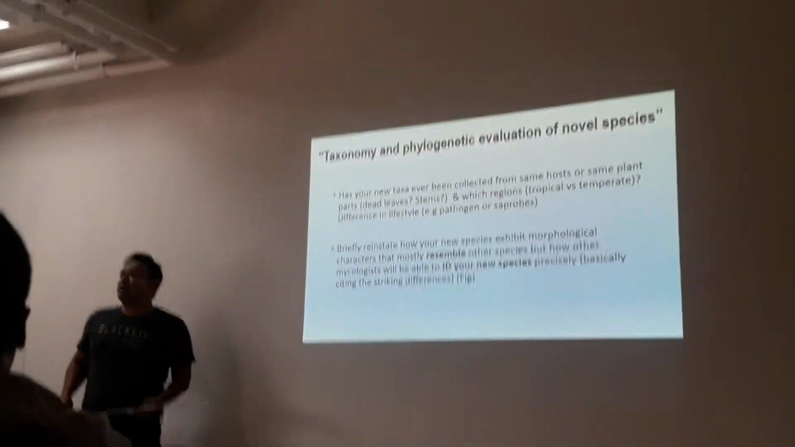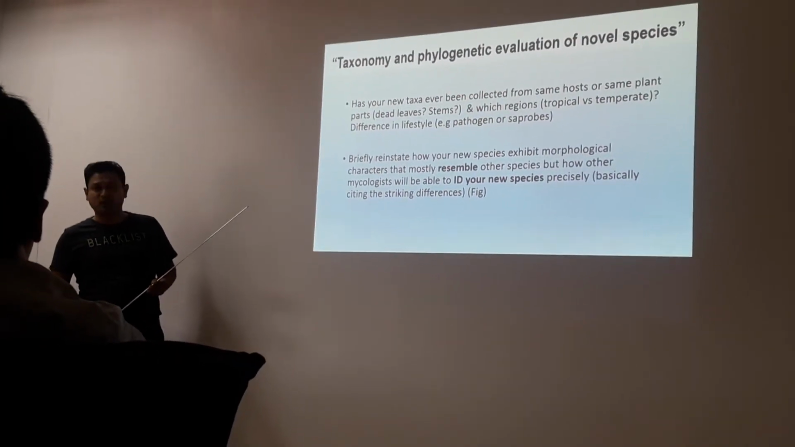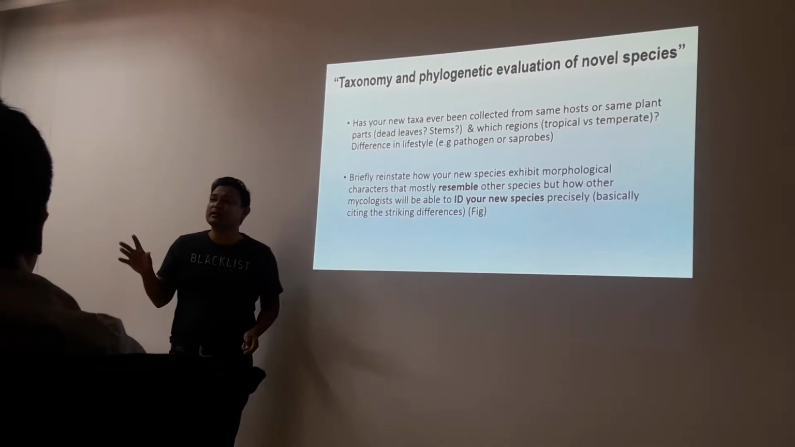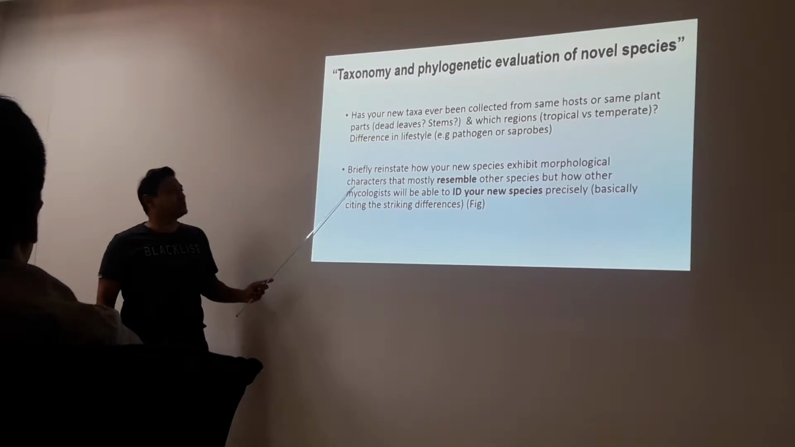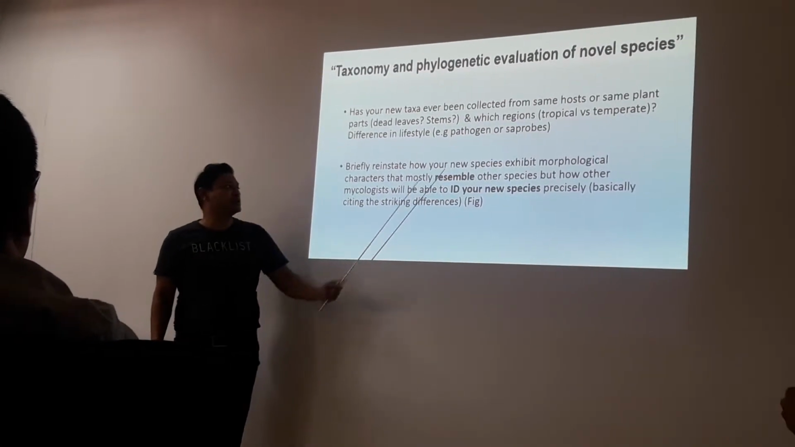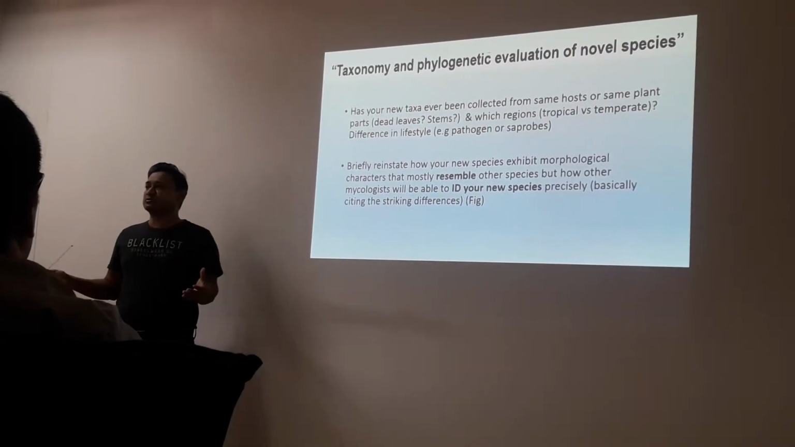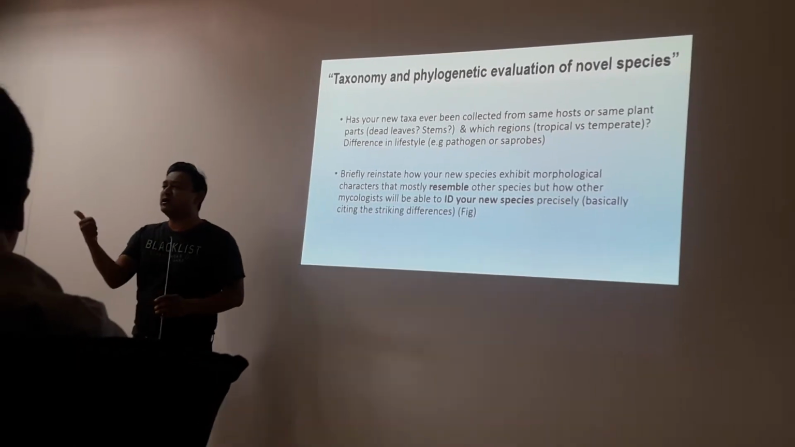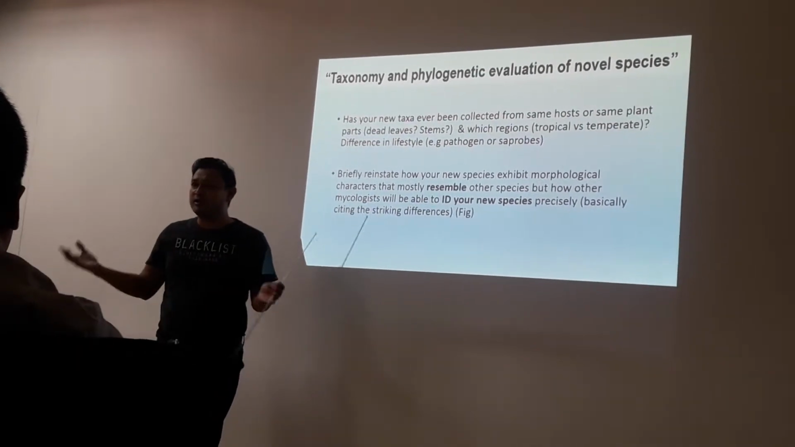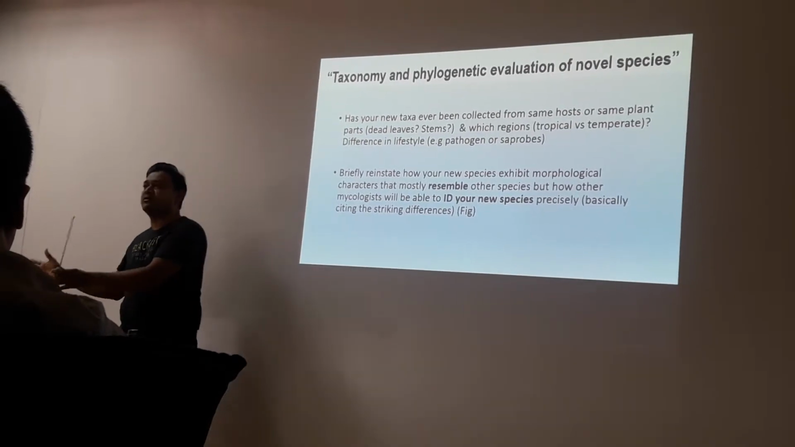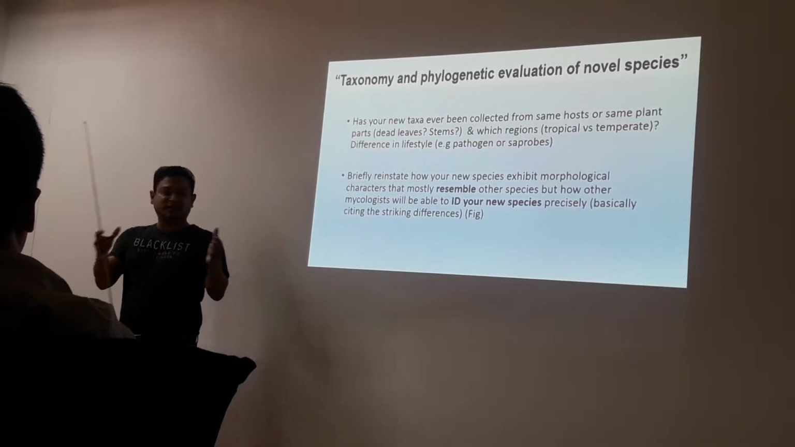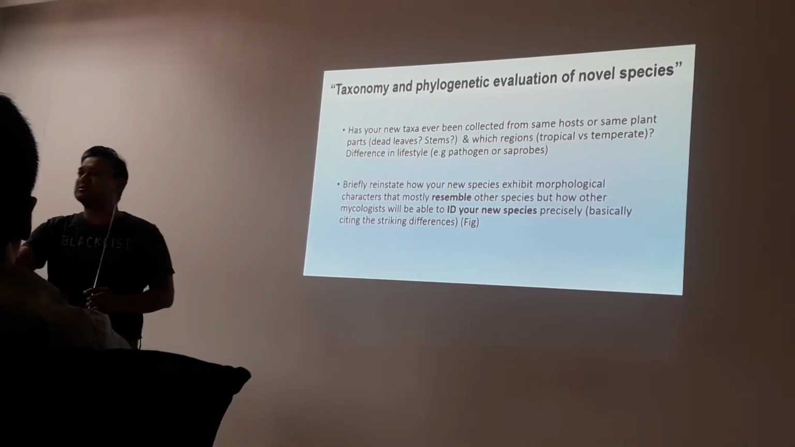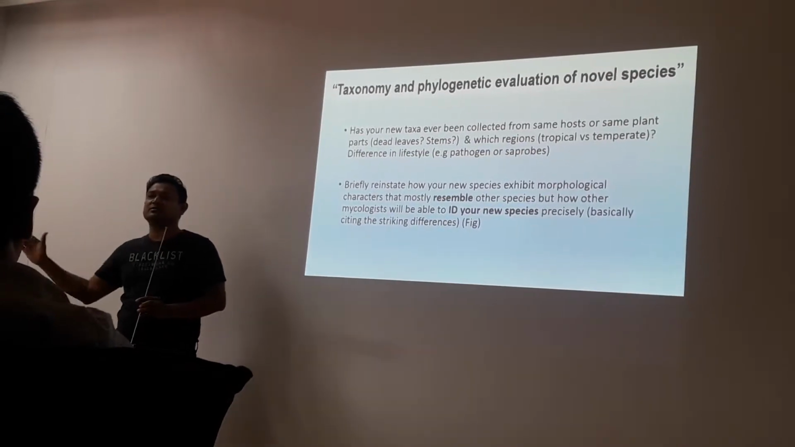In another paragraph, what you can do as well is briefly reinstate how your new species exhibits morphological characters that mostly resemble other species, which is quite important. Usually, whenever you identify your species, you rely on similarities of morphological characters with other species. Then you should say that my species has been identified as X because they have these characters.